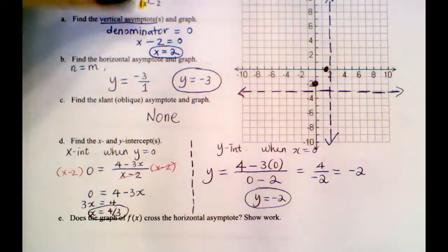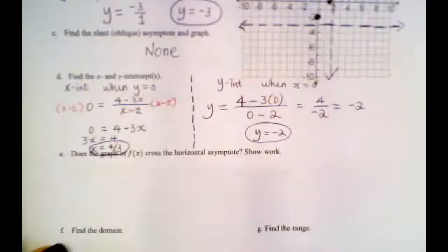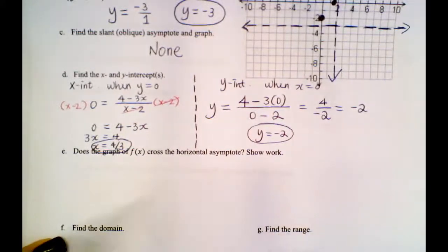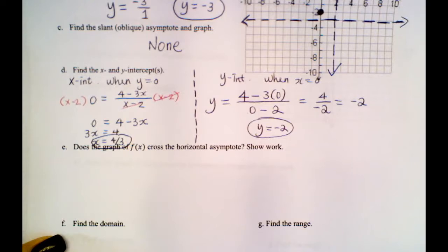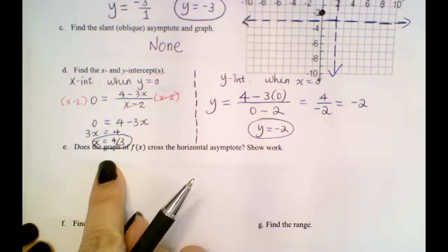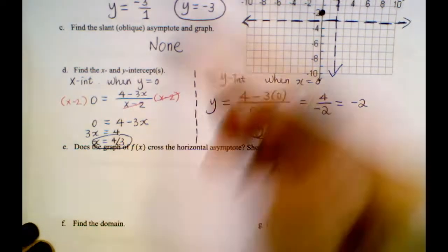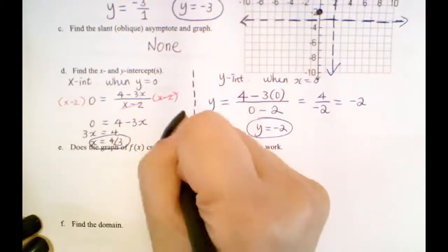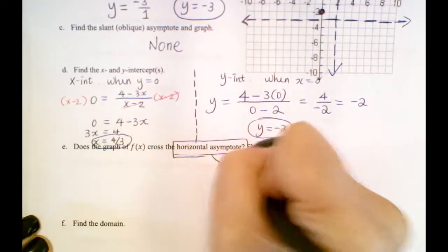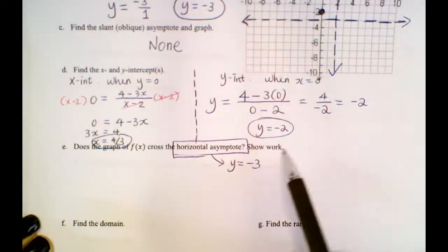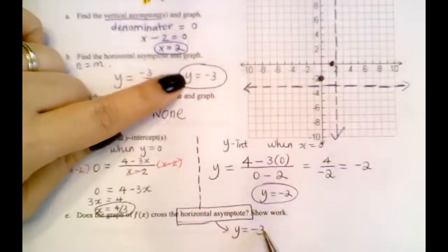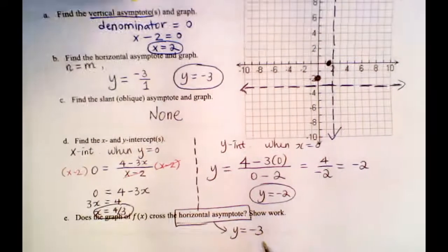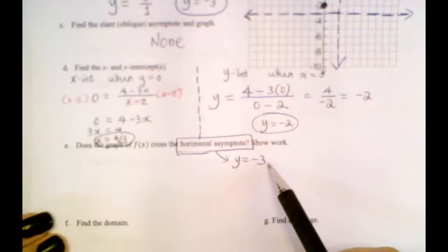Let's keep going. Does the graph of f of x cross the horizontal asymptote? Should work. Does it cross? And this one, we're going to have to check it. So what's the horizontal asymptote? The horizontal asymptote is y equals negative 3, right? We found that. Take a look. y equals negative 3. So we're trying to see if our f of x crosses it.